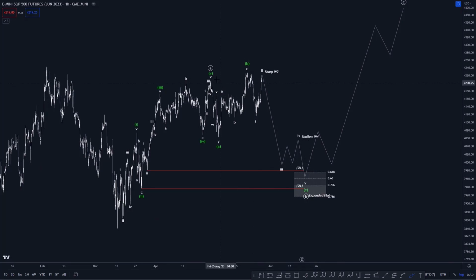So in this scenario, we're looking at this as a flat pattern right here. Expanded flat to be precise. At least to take out this low right here, potentially taking out this low. But the only clear validation on this, once again, is basically just breaking this low right here and seeing a clear 5-wave structure. If we see a clear 5-wave structure like this and we break these lows, we're going to be looking at discount.